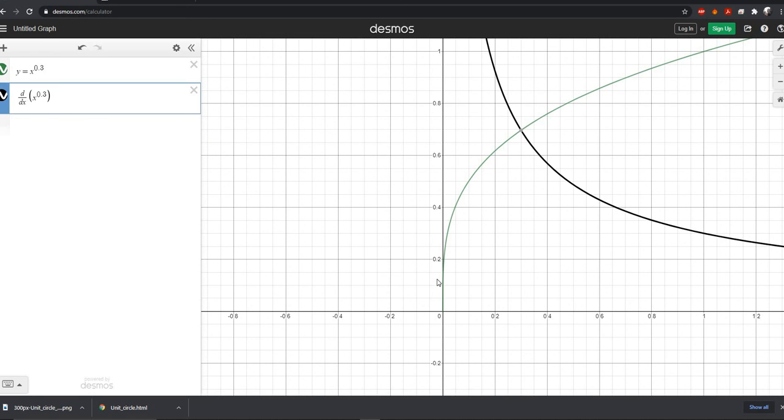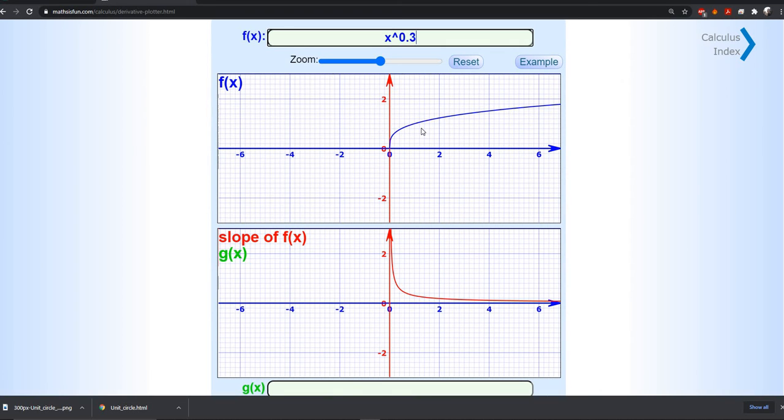If I were to draw the tangent line here at 0, it would point straight upwards, which means that at that point the derivative is undefined. If we take a look at our tangent line plotter, we can see the same thing. On top we have x raised to the 0.3, on the bottom we have the derivative function, and as I go closer and closer to 0, it shoots up into the sky. And our derivative is undefined. See, it doesn't even want to show it, going straight up.